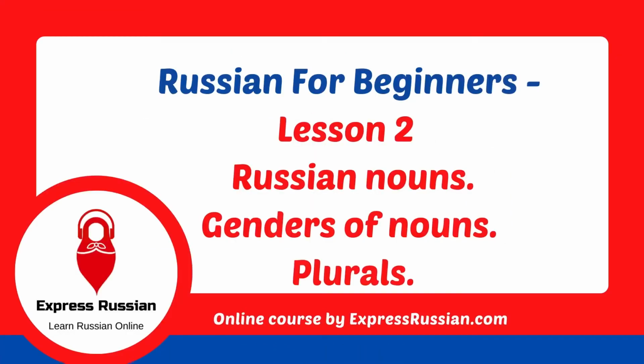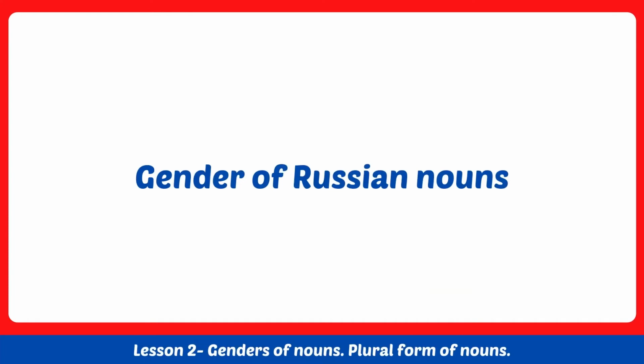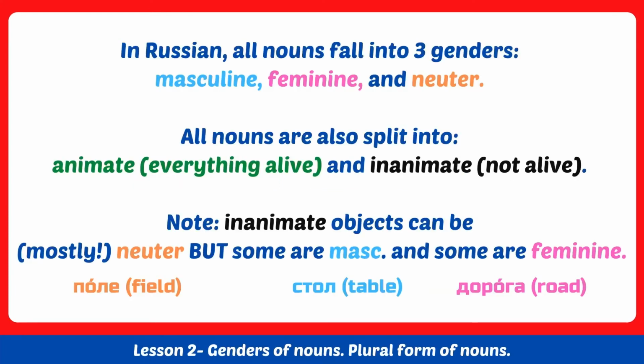And now let's move to Russian nouns, their genders and plural form. In Russian, all nouns fall into three genders: masculine, feminine, and neuter. All nouns also are split into animate nouns, it means everything that is alive, and inanimate nouns, not alive objects. And you may think that inanimate nouns should be all neuter, which is logical, but it's not always the case. Yes, mostly inanimate nouns are of neuter gender, but not all. Some are masculine and some are feminine.